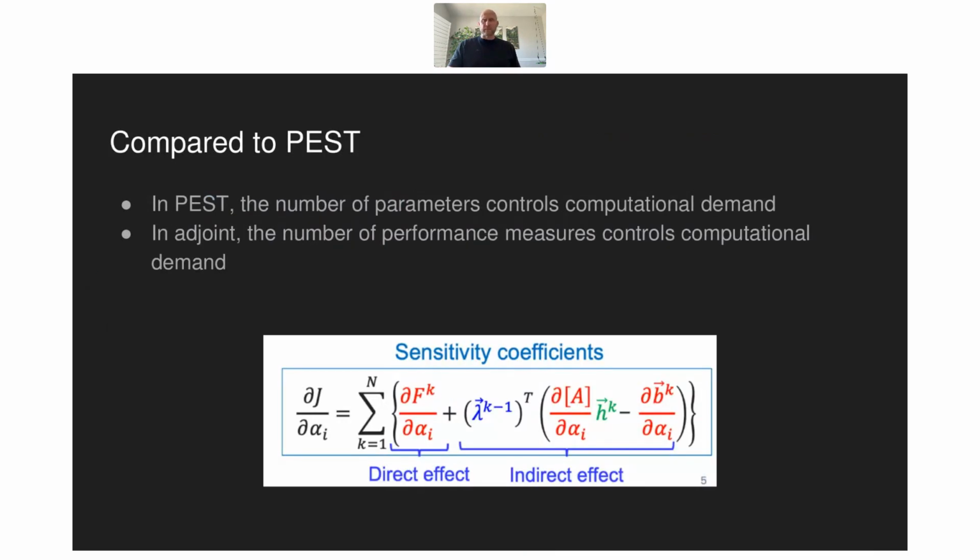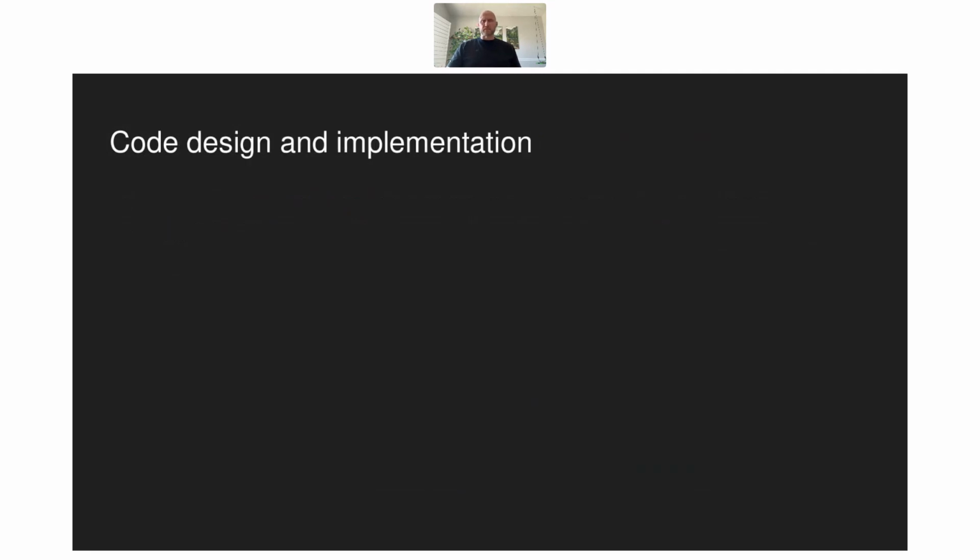That's pretty amazing. I get questions a lot about how does the adjoint work in the PEST world. Well, in the PEST world, when we're dealing with finite difference derivatives, the number of parameters controls the computational demand because we have to run the model once for each parameter to get those finite difference derivatives. In the adjoint, it's the other side of the house. The number of performance measures controls the computational demand. One performance measure, one adjoint solve. 10 performance measures, 10 adjoint solves. I will note, though, there's only one forward MODFLOW solve required. It's just the adjoint solves that we have to repeat. So it's a little bit different than what we deal with in PEST.